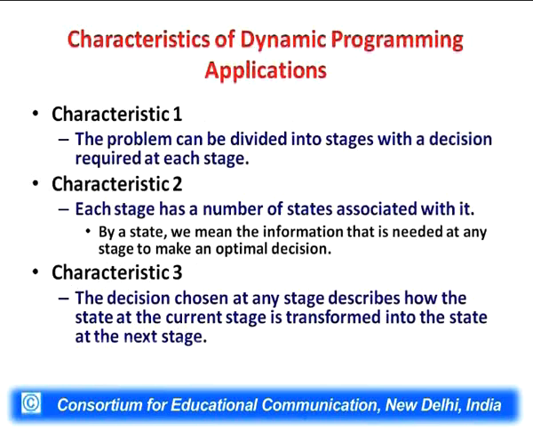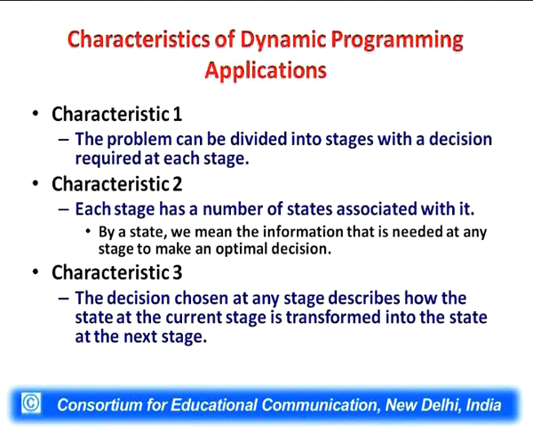Characteristics of dynamic programming and applications. Characteristic number 1, the problem can be divided into stages with a decision required at each stage. This is the first characteristic of a dynamic programming application. And characteristic number 2, each stage has a number of states associated with it. All the stages are interconnected. Each stage has a number of states associated with it. By a state, we mean the information that is needed at any stage to make an optimal decision.